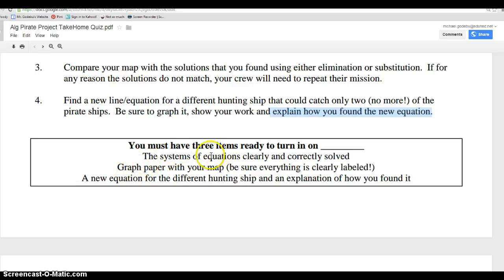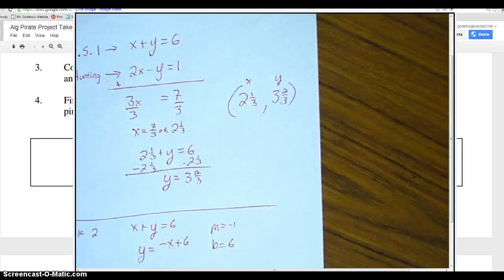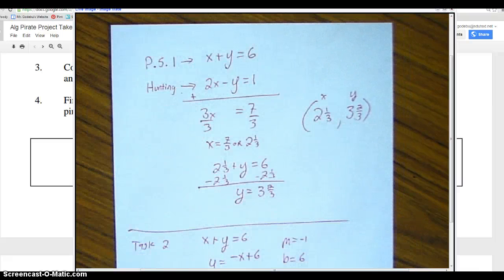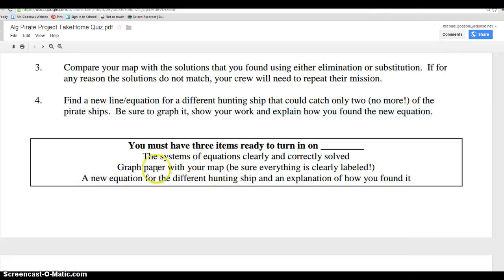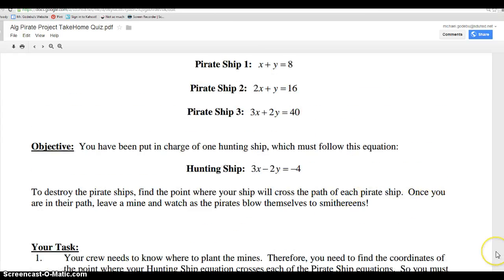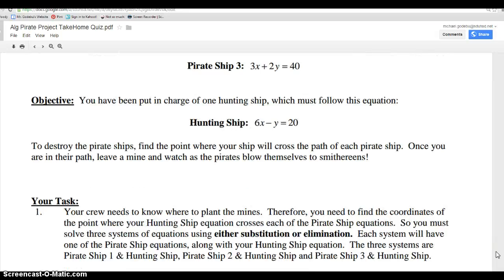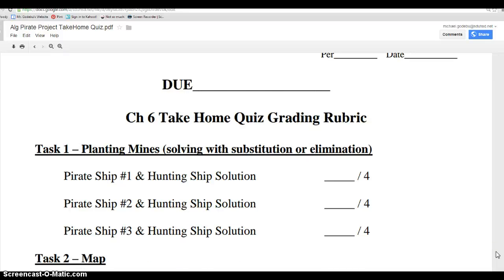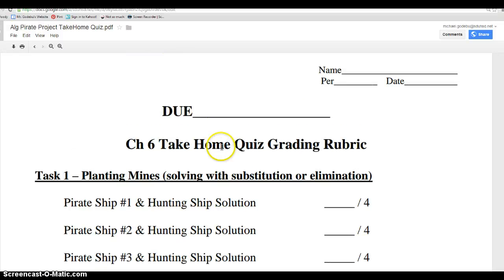You need to turn in all the work. That's stuff like this. You need to turn in graph paper. That's something that I haven't shown you, but that's essentially your map of where all your hunting ships and your pirate ships intersect. And you have to have the new equation and the explanation of how you found it. Now, 3 items in addition to a final item, which I'm scrolling down to now, which is this rubric. You have to print this rubric out and include it.